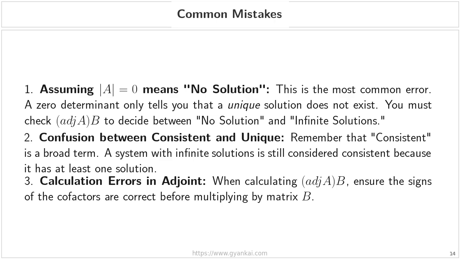Finally, please be extremely careful with your arithmetic when calculating the adjoint. When you are finding the product of the adjoint of A and matrix B, even a tiny error in the signs of your cofactors will lead you to the wrong conclusion. A single misplaced negative sign can make an infinite solution look like no solution, or vice versa. Always double-check your signs before you finalize your answer.